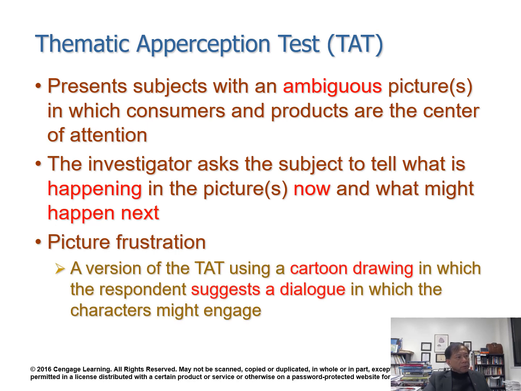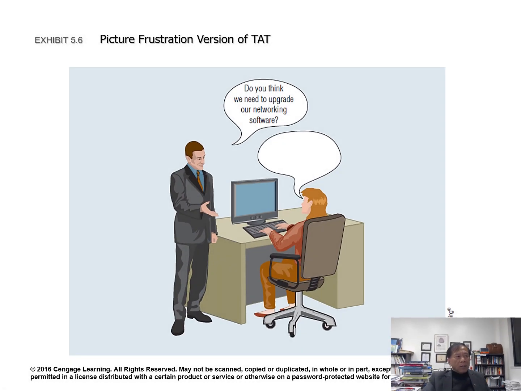Picture frustration is a version of the TAT using a cartoon drawing in which the respondent suggests a dialogue in which the characters might engage. Ask them to use a cartoon to suggest a dialogue. Like this one here. The woman is sitting here, and the man is standing here. The man says, do you think we need to upgrade our networking software? And then you can use this picture frustration version of TAT to put in an answer by that woman.